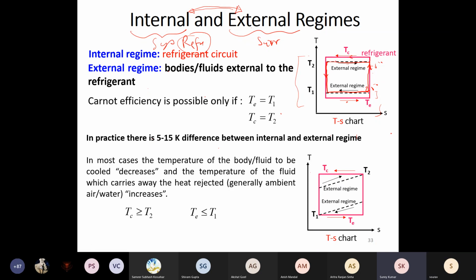Now comes another point: will the external regime behave like a big thermal reservoir? We assume that the external regime is so huge that no matter how much heat you extract from it or dump to it, the temperature will not change. Hence, we are drawing these horizontal lines.